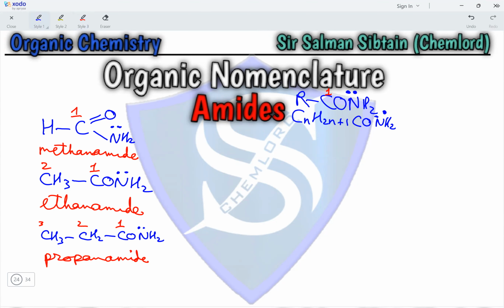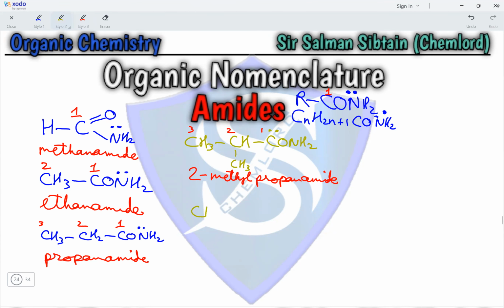So now introducing substituent groups to amide. So CH3, CH, CONH2. If we include a methyl group here, the name of this amide would have three carbon atoms: 2-methylpropanamide.